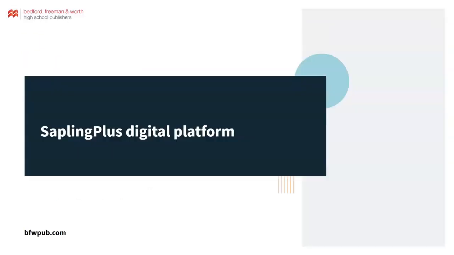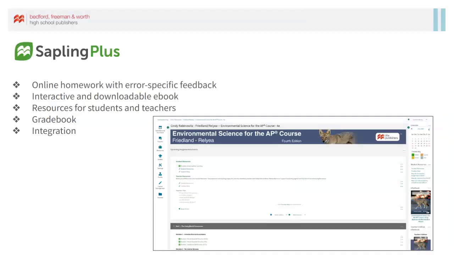Now, let's look at Sapling Plus, our digital platform. Sapling Plus is your one-stop shop with everything you and your students need. The 3 main components are self-grading online homework with error-specific feedback, an interactive and downloadable ebook, and resources for both students and teachers. There is a gradebook and several other management features. Remember that we do offer integration with common LMS and rostering systems.